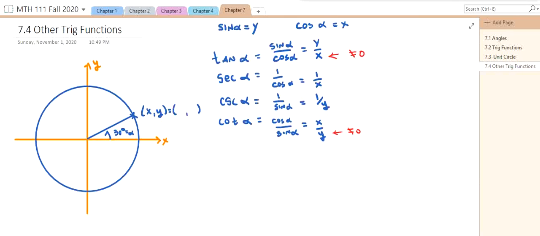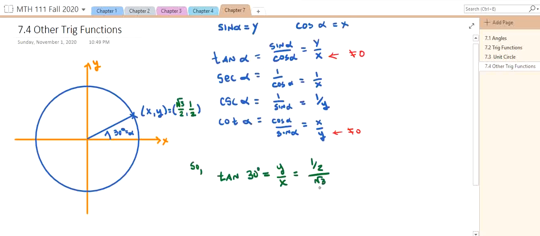So if you look at our chart on the previous chapter, you see that x was square root of 3 over 2, and the y value here is equal to 1/2. So the x value is a little bigger than the y value. So then the tangent of 30 degrees equals y over x equals 1/2 over square root of 3 over 2.